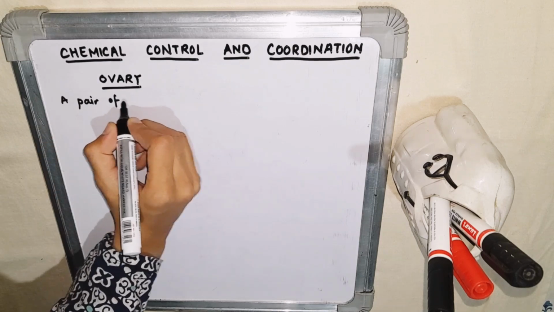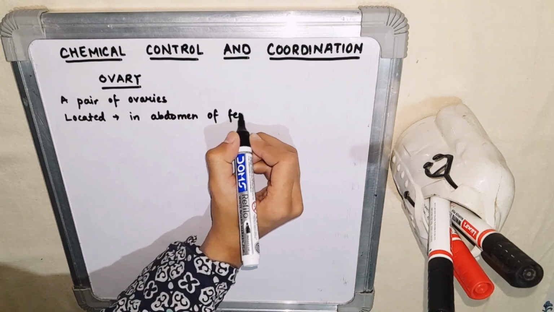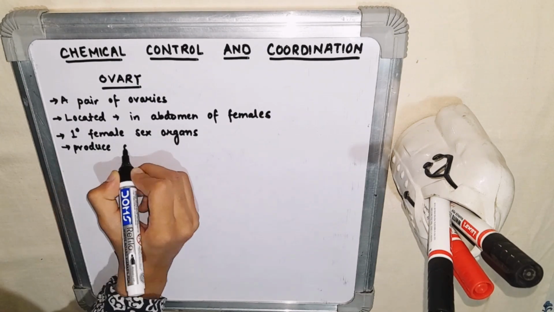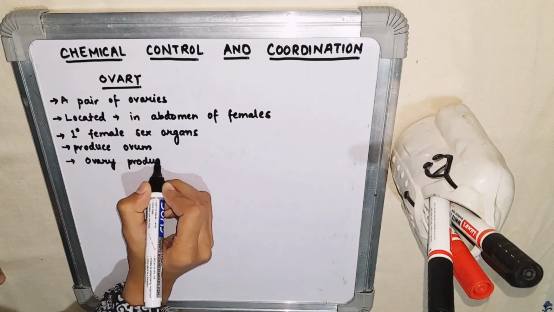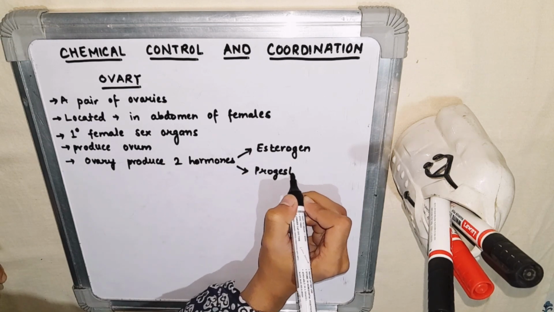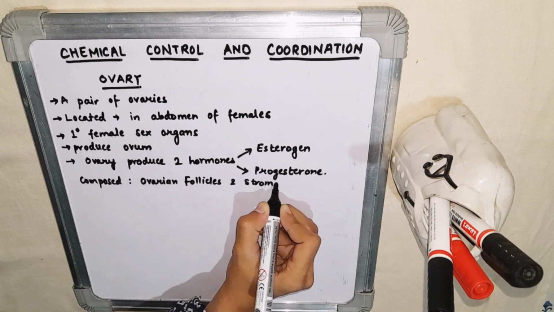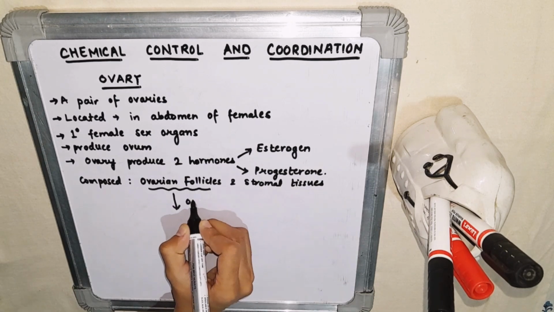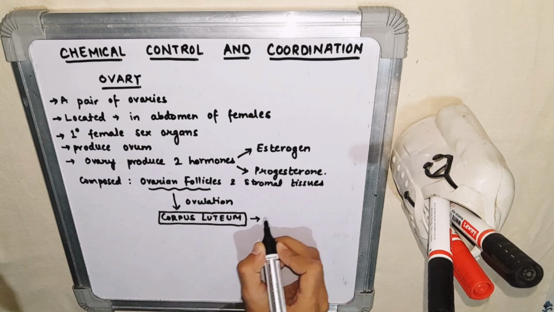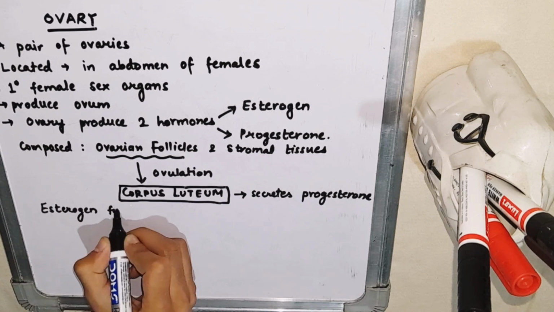Next gland is the ovary. A pair of ovaries are present in the abdomen of females. They are the primary female sex organs and they produce the ovum. Ovaries produce two hormones. One is estrogen and the second is progesterone. Ovaries are composed of ovarian follicles and stromal tissues. These ovarian follicles undergo ovulation and produce the corpus luteum. Corpus luteum secretes the hormone progesterone.